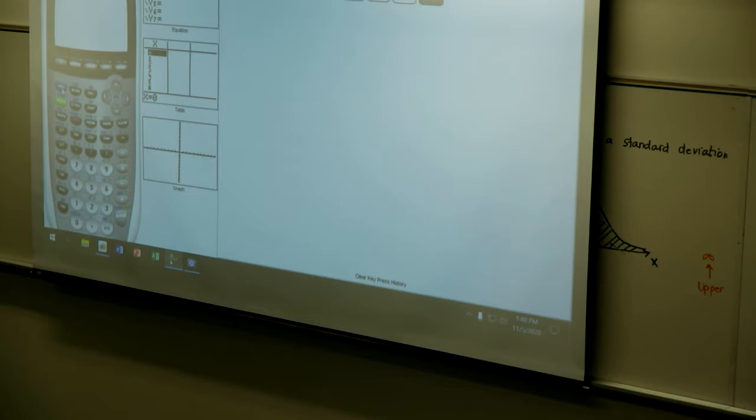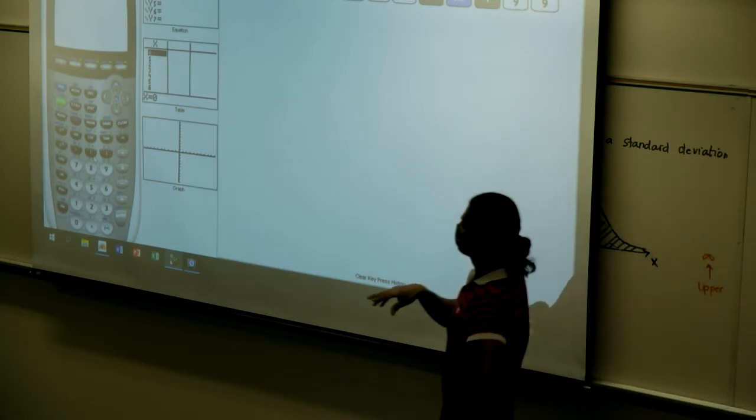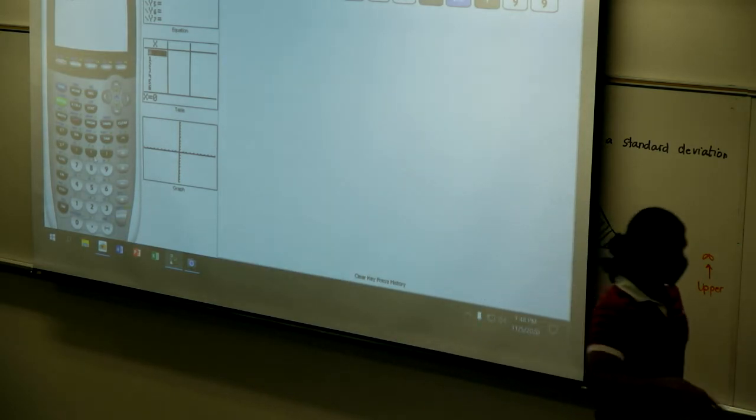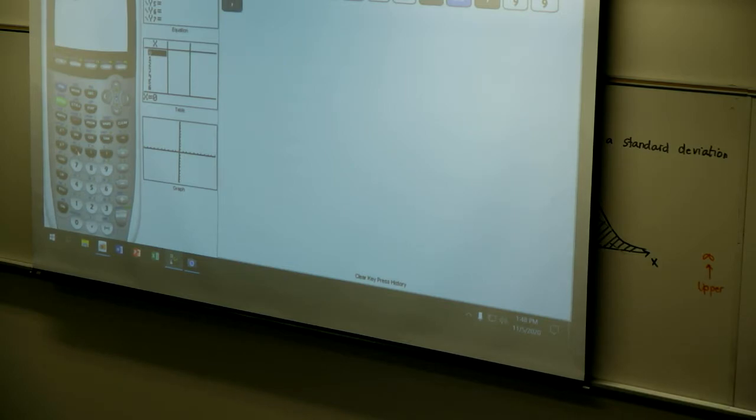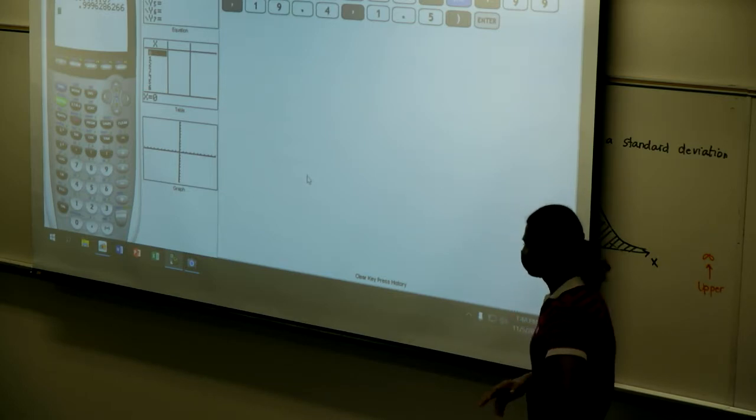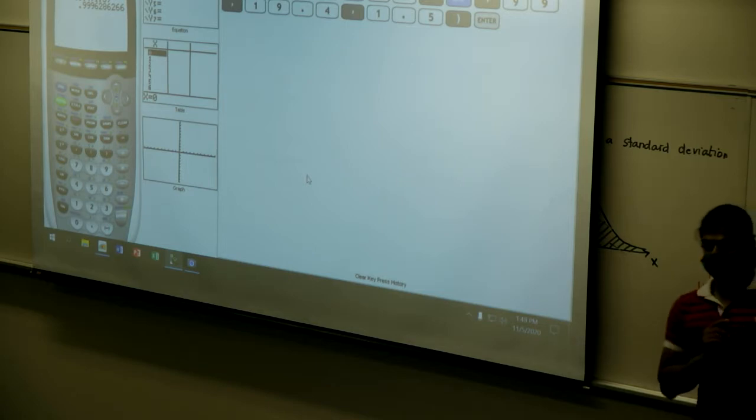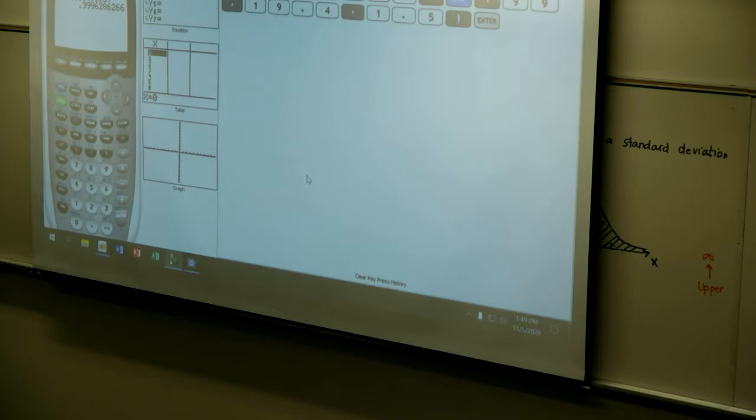So press second, comma, get a small cap E, and 99. Small cap E, 99 would mean positive infinity. If you put a negative and then type that in, you get negative infinity. Comma, the mean here is 19.4. And the standard deviation is 1.5. Good. Close paren. Enter. 99.96%. That means if I went and bought a turkey, it's going to weigh more than 14.34 pounds based on this data. Does that make sense?